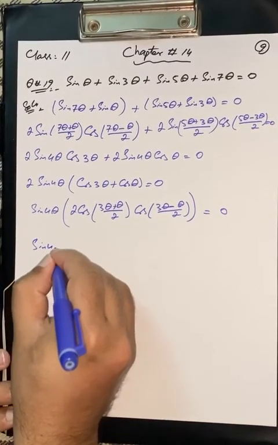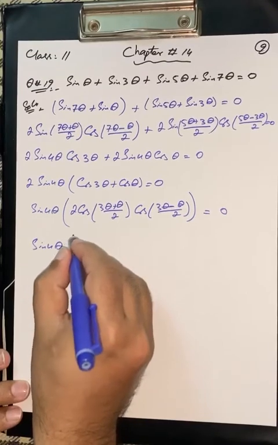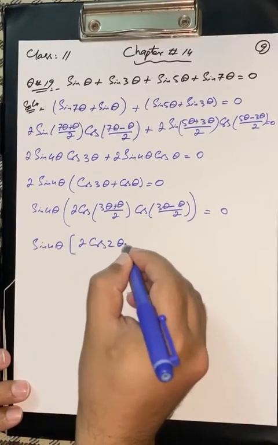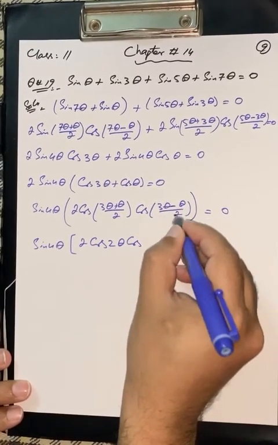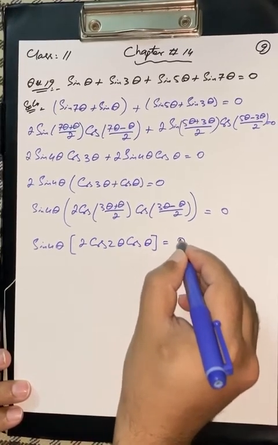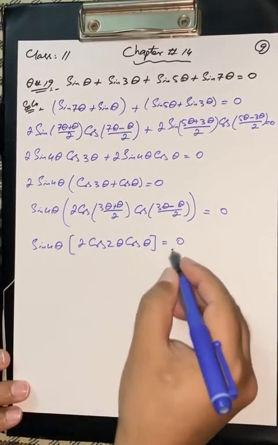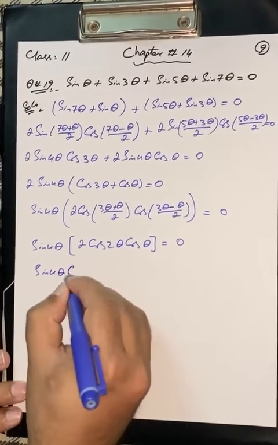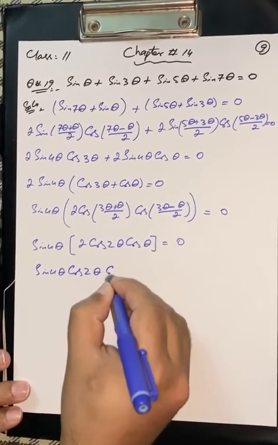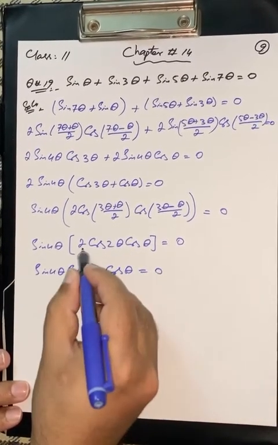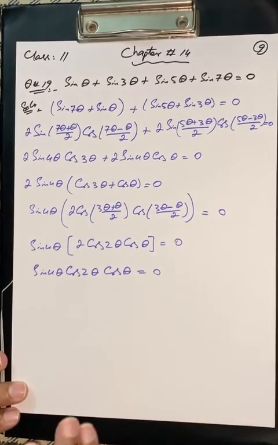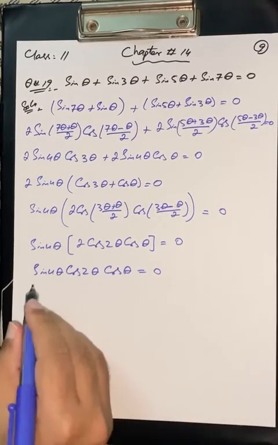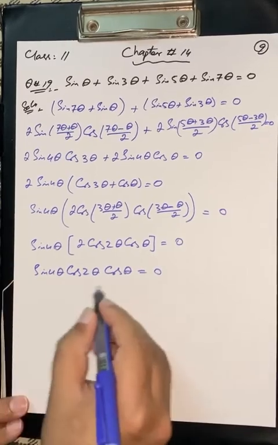Now here sine 4 theta into 2 cos 4 theta by 2, which is 2 theta, cos 2 theta by 2, which means theta, equals 0. Now 2 goes to the other side, divided by 0, equals 0. Here left behind is sine 4 theta cos 2 theta cos theta equals 0. When you bring 2 to the right hand side, it will be divided by 0, becomes 0. Now we have these three factors equal to 0. What we do, we write them one by one equal to 0.